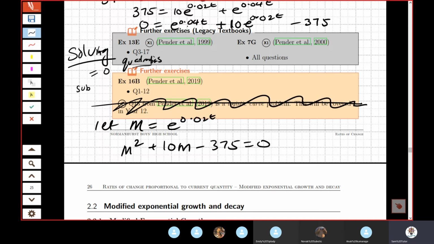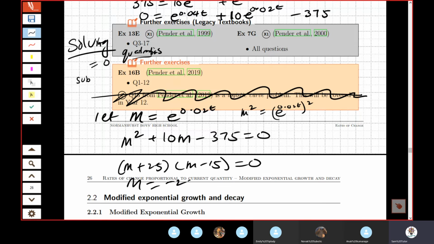If you're not sure how you can get that as m squared, just do it here on the side. M squared is this one's power of 2. You know that these will multiply, power, so you just get 0.04. Solve this one. That was a good guess. I just did this divided by 15. It worked out. M plus 25, m minus 15 equals 0. And then, of course, m equals negative 25 and m equals 15.